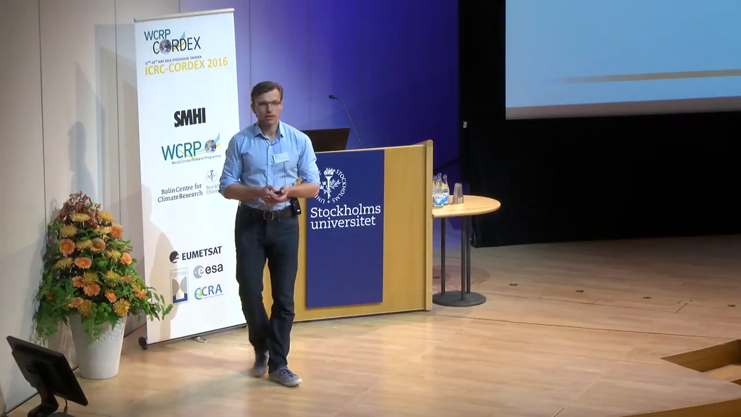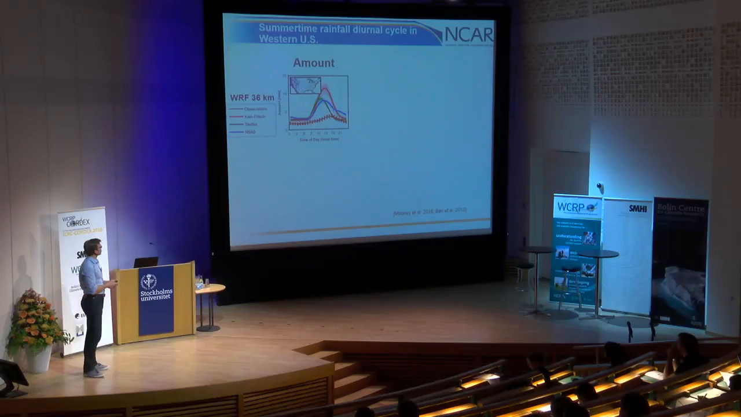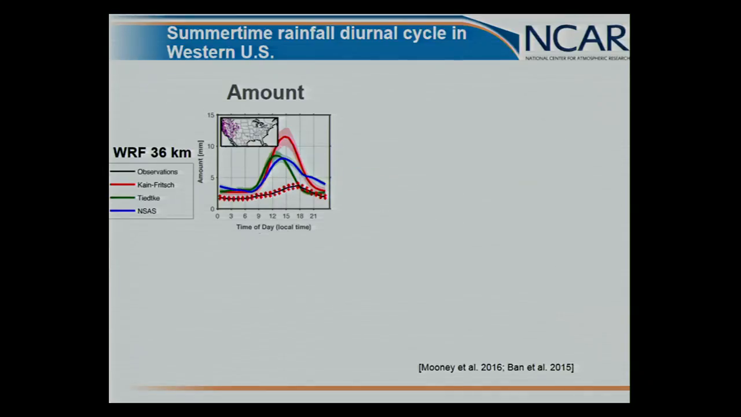What you see in this diagram is, again, the summertime diurnal cycle, and this is from Priscilla Mooney, who had a poster in the last poster session. And what you see here is the western United States. This is the observed diurnal cycle in summertime, and this is a large physics ensemble of WRF simulations with 36 kilometers.